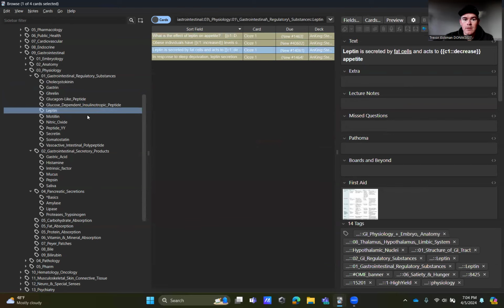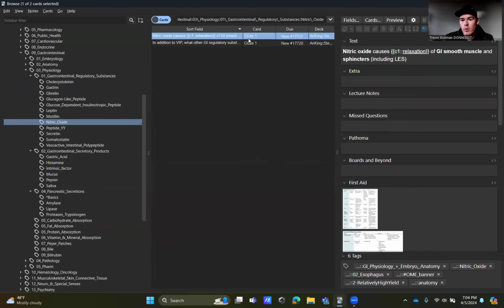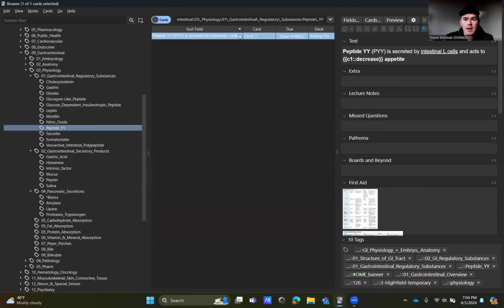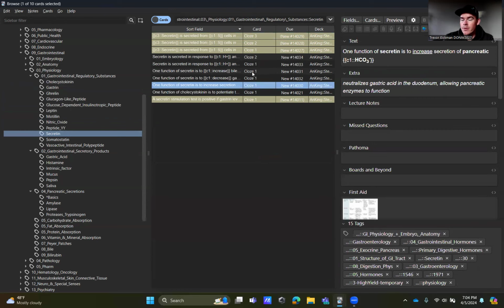GDIP, no. Leptin, no. Motilin, no. Nitric oxide, you can grab both of those. Those are helpful. Peptide Y, didn't grab those yet. Secretin, you want to skip the first 3 and the last one. All the other ones are great cards to have.